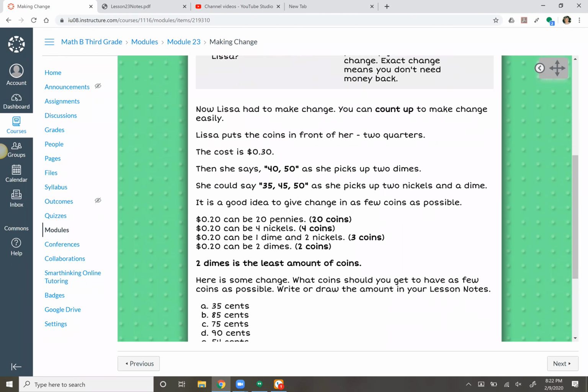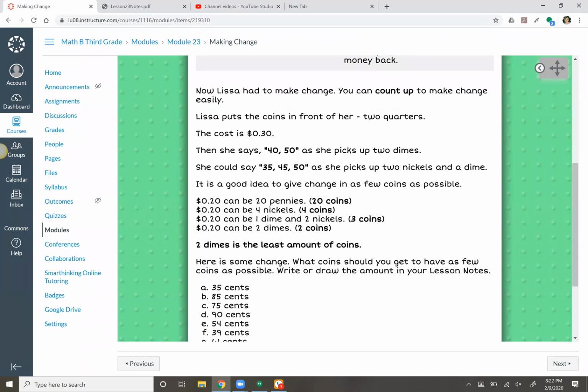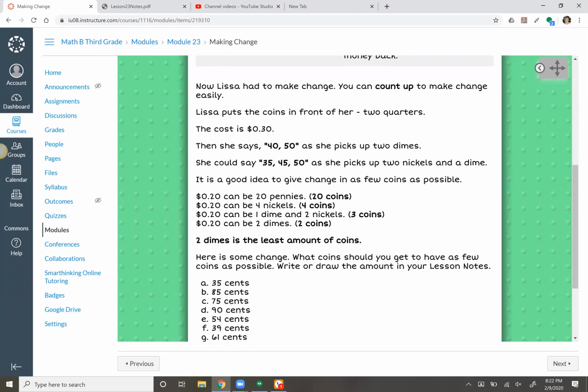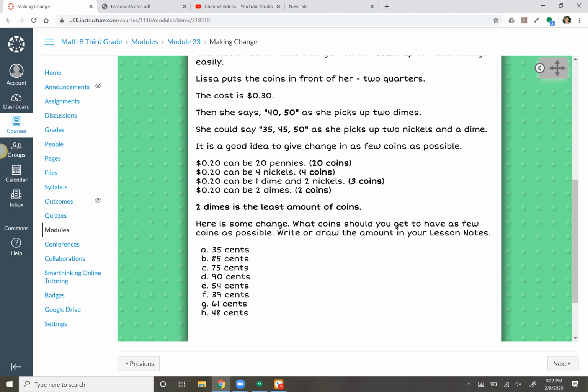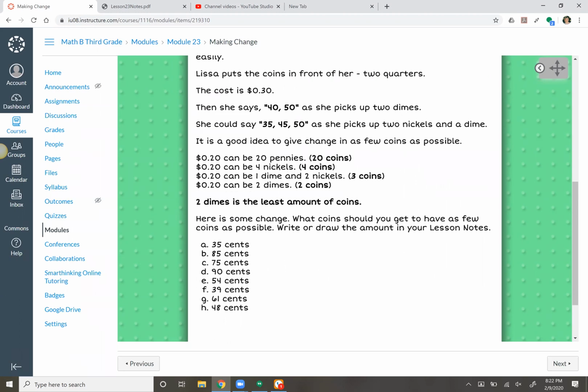Lisa puts the coins in front of her. 2 quarters. The cost is 30 cents. Then she says 40, 50 as she picks up 2 dimes. She could say 35, 45, 50 as she picks up 2 nickels and a dime.